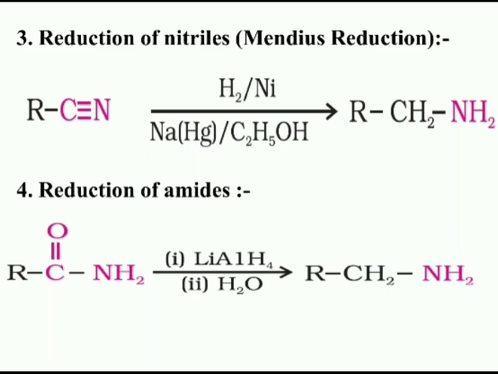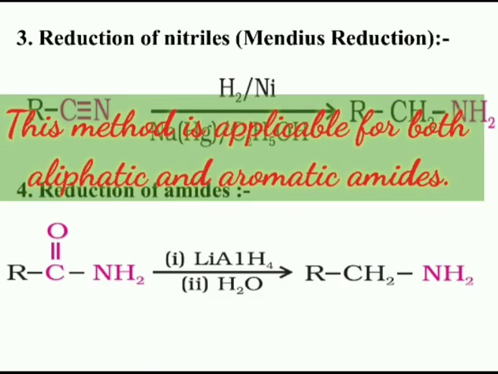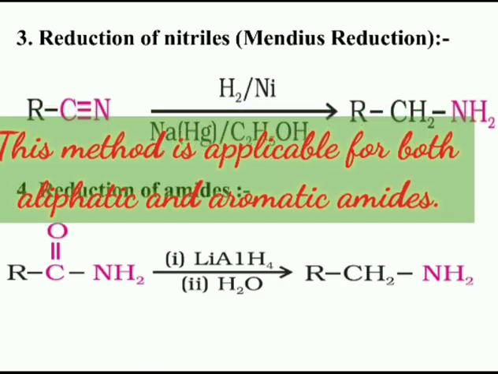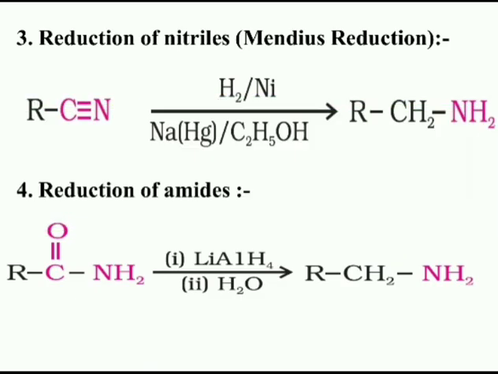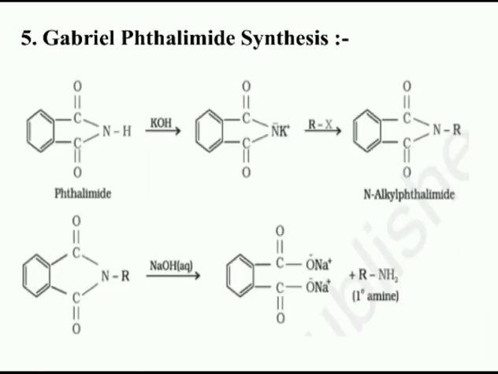So now the fourth method of preparation of amine is by reduction of amides. The amides can be reduced using strong reducing agents like lithium aluminum hydride, followed by hydrolysis to get primary amine. So with this, the next, fifth method of preparation of amine is Gabriel phthalimide synthesis.